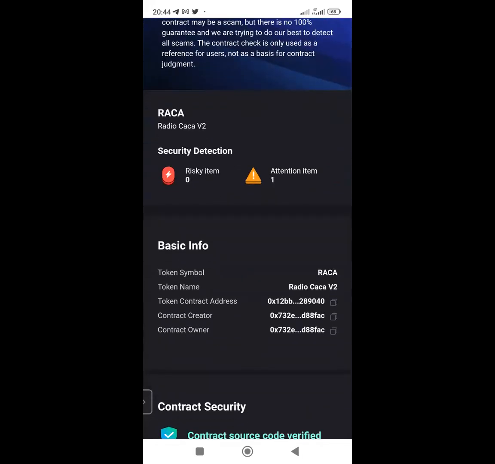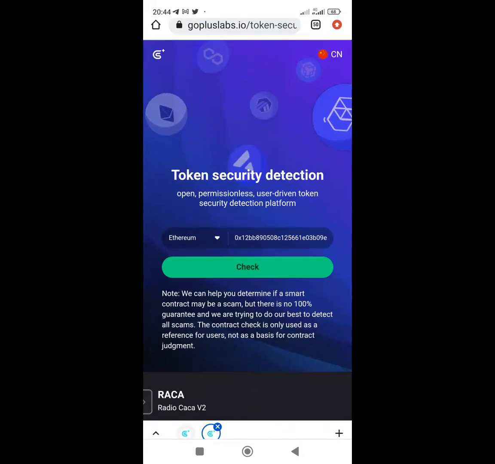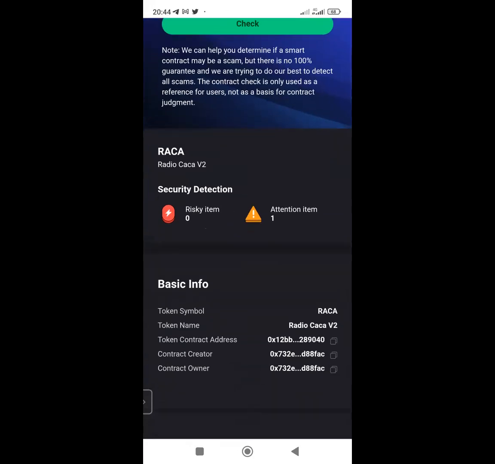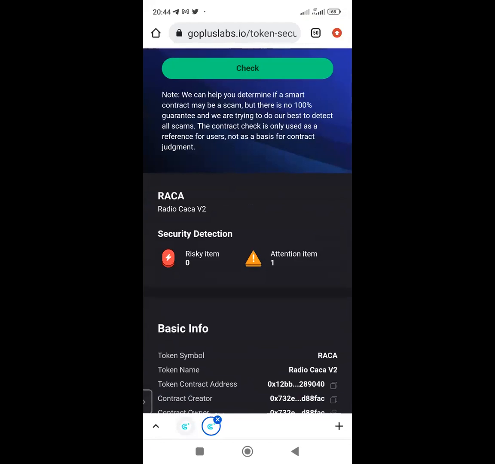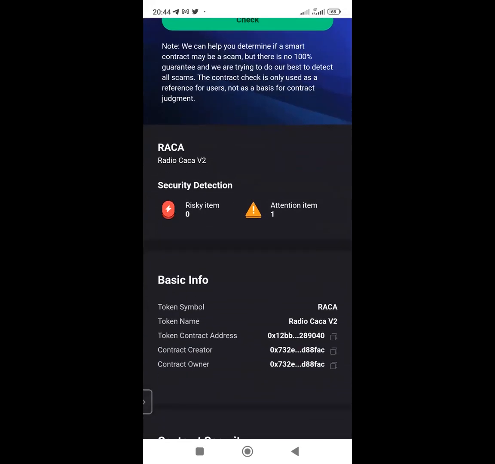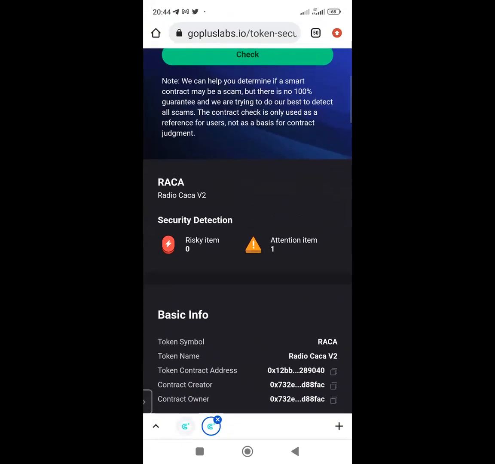Can you see? Yes, sir. After clicking the security details, can you see what it's telling you? Yes, sir. It's telling you just one attention. Yeah, zero risk item, zero. Good. Attention item, one.